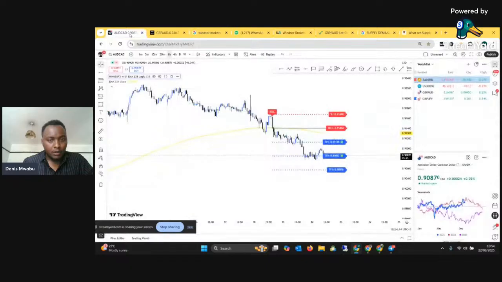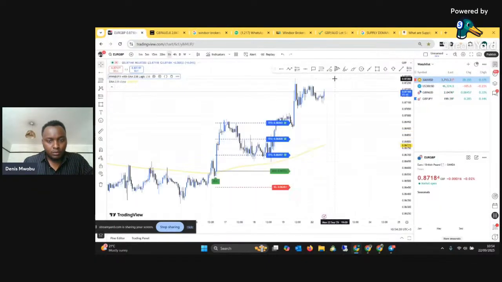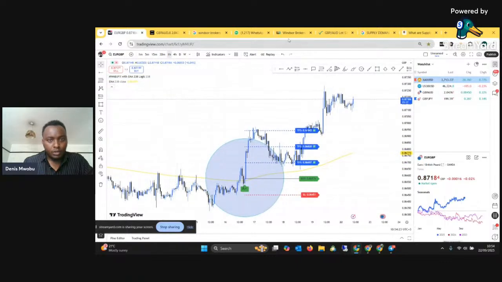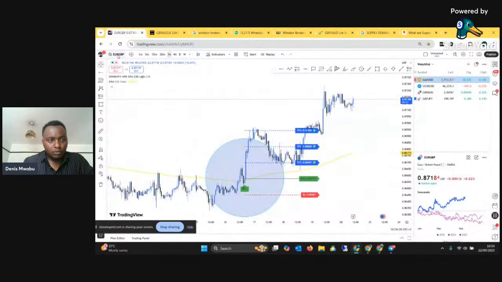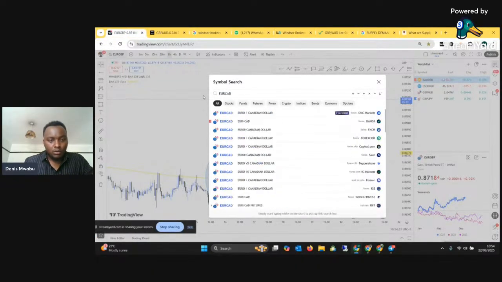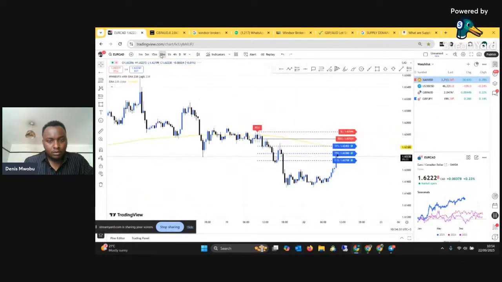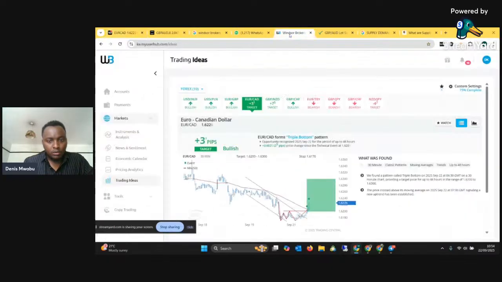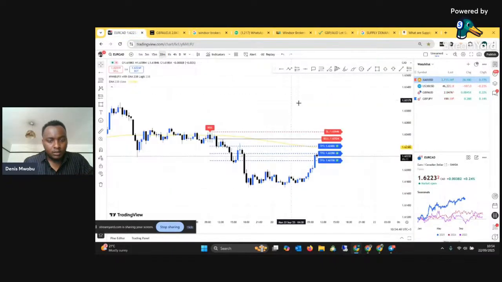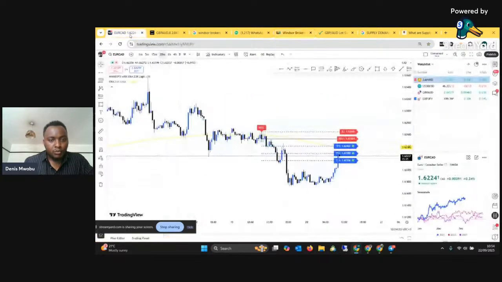Euro GBP buy. Okay, that one we looked at. Eurocard. Did we look at Eurocard? Time frame 30 minutes. Not yet. So remember, it has to align GBP and ZD.